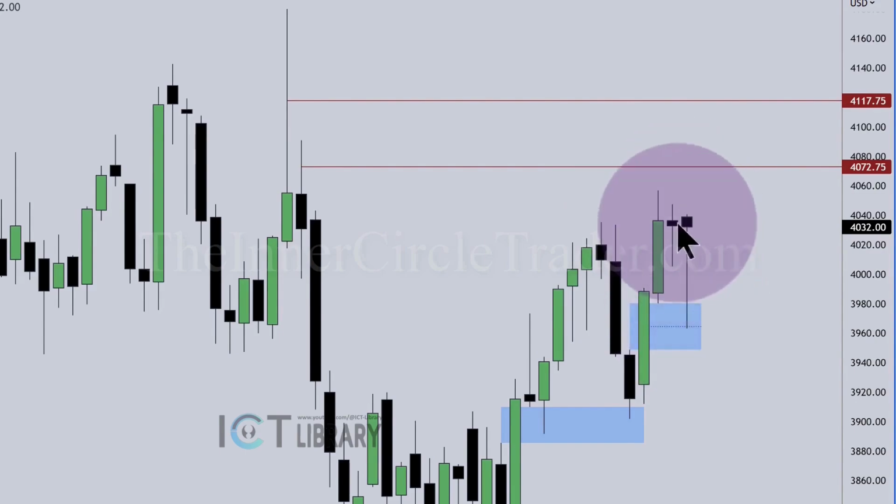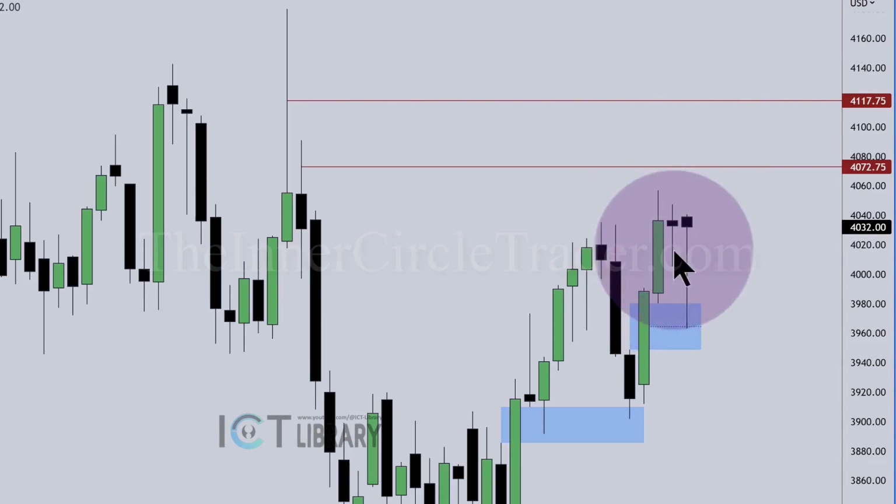Okay. Previous day, we had this small little candle, which is what? An inside day. Inside day because its high is lower than the previous day and its low is higher than the previous day. So we're going to get a large range day whenever we see this type of scenario.